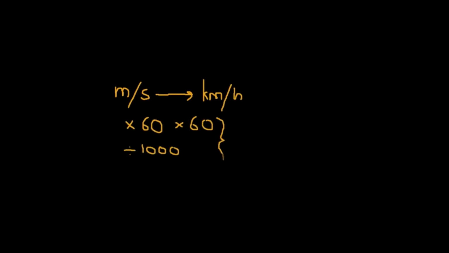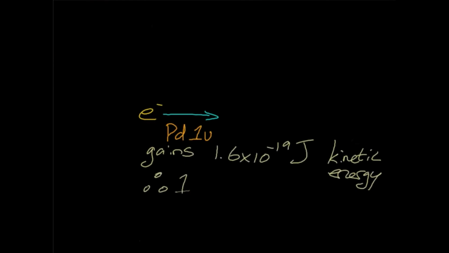This system allows for easy conversions, such as meters per second to kilometers per hour, where you simply multiply by 3.6. 1 electron volt is the kinetic energy gained by an electron as it moves across a potential difference of 1 volt, or 1.6 times 10 to the minus 19 joules.